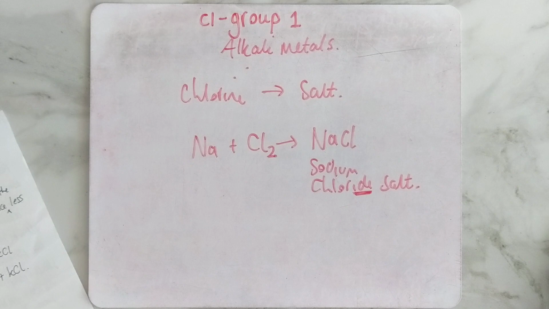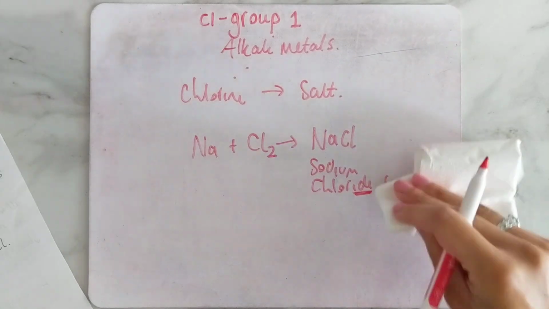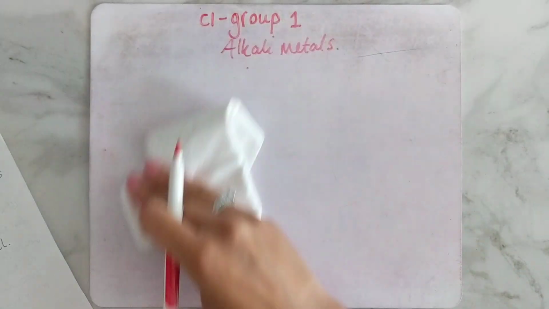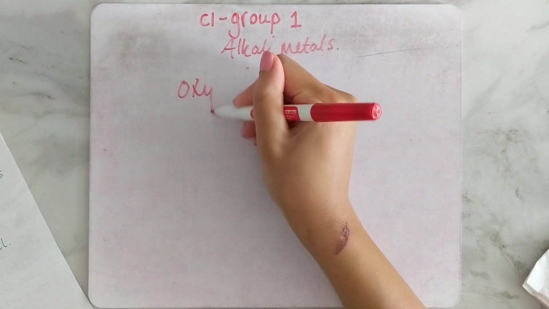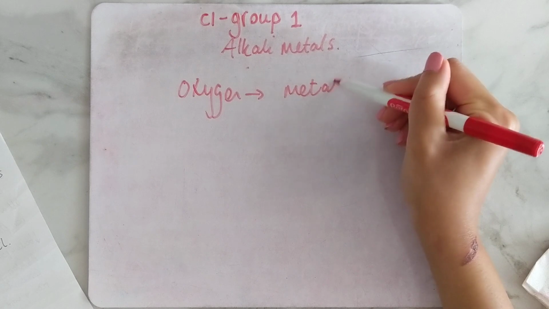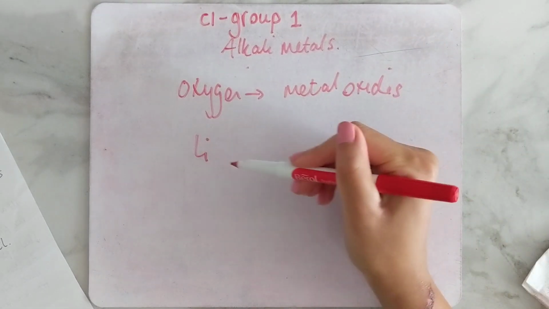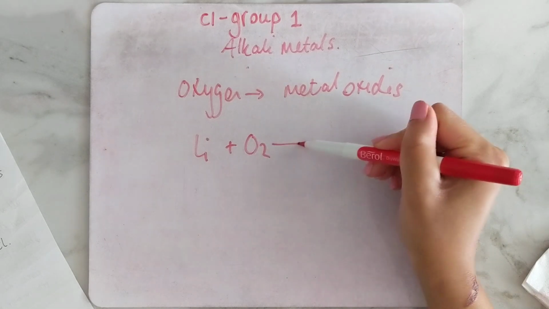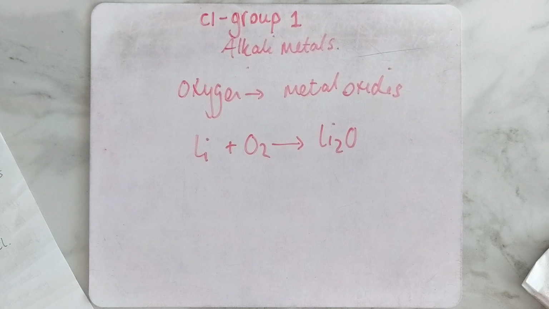Okay, next one is the reaction with oxygen. So do make sure you're making a note of all these word equations. This is generally how you work them out. Okay, alkali metals with oxygen, we form metal oxides. So again, lithium plus oxygen goes to lithium oxide.